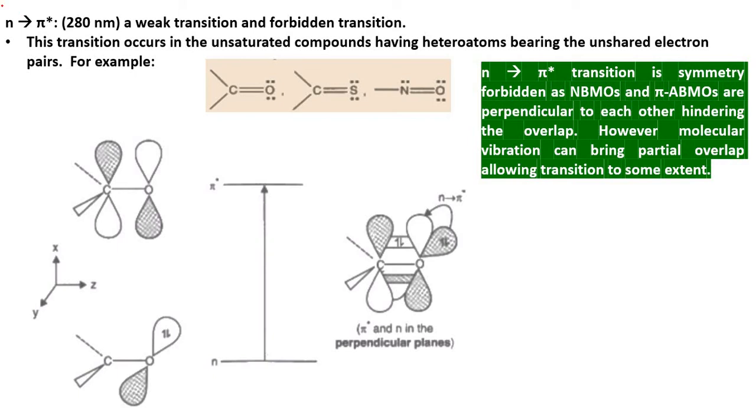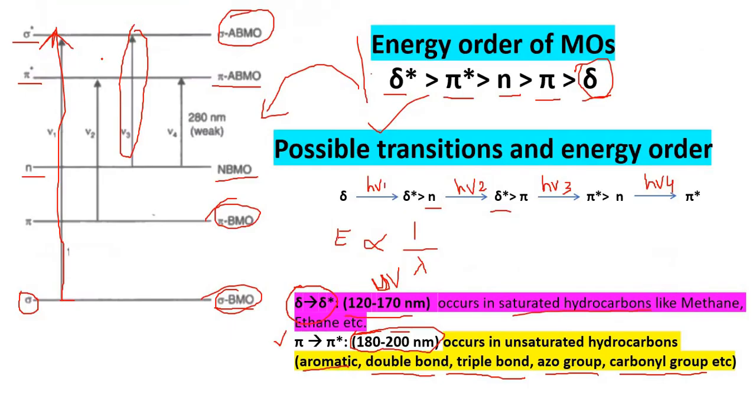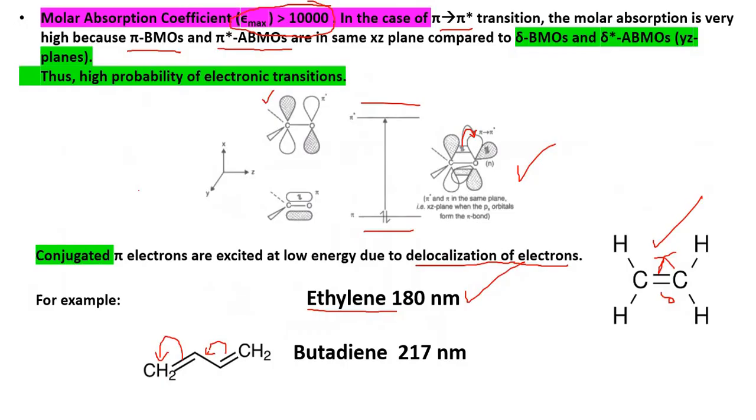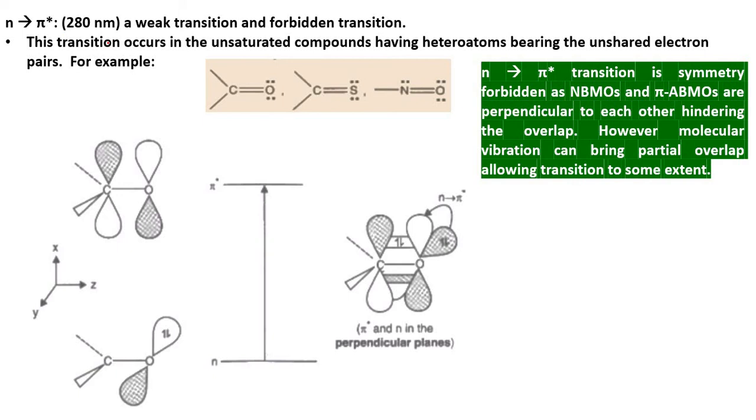The third type of electronic transition is N to pi star, and it normally occurs at 280 nanometer. We discussed in the last slide that this is the electronic transition with the lowest energy. It requires a very low amount of energy, and if the energy is low, the wavelength would be greater. That's why the molecule will show absorption at 280 nanometer. But this absorption is a very weak transition, and it is a forbidden transition.